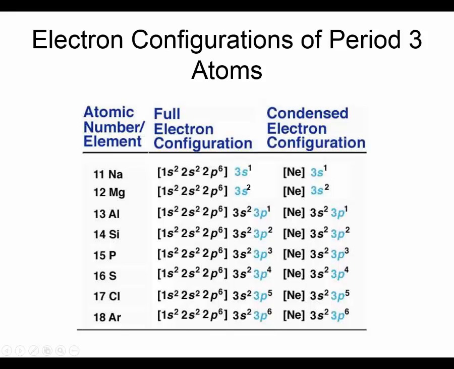Then we learned that from looking at photoelectron spectra, rather than drawing pictures like that, we could write out electron configurations. Here are the electron configurations of the period 3 atoms, beginning with sodium and working our way across that row of the periodic table to argon.